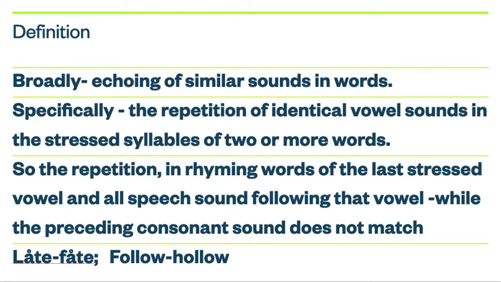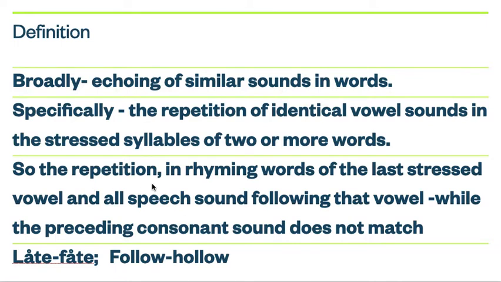If we speak broadly, rhyme is the echoing of similar sounds in words. When there is an echoing of similar sound in words, we call them rhyming words, or we call it rhyme. Specifically, it is the repetition of identical vowel sounds in the stressed syllable of two or more words. When there is repetition of a stressed vowel sound, we find rhyme.